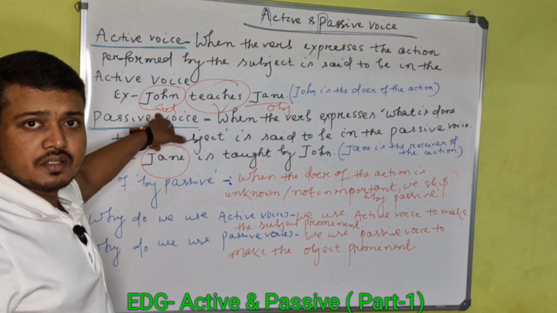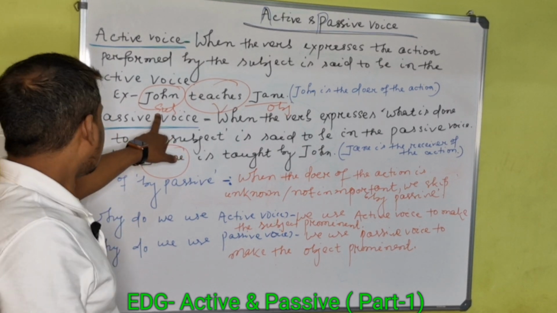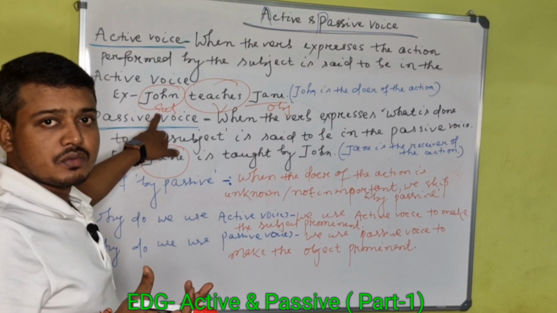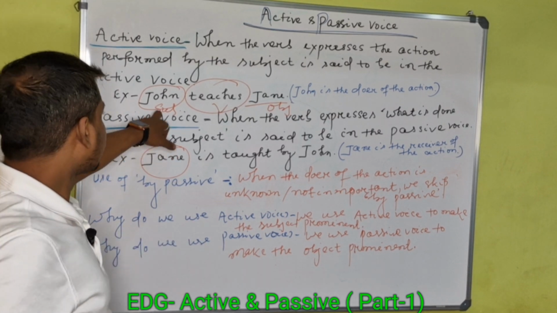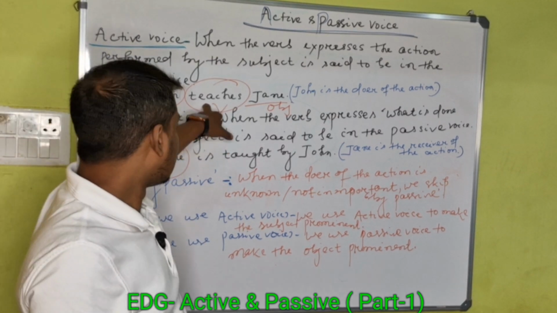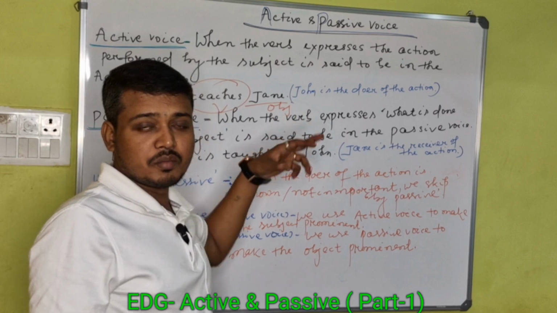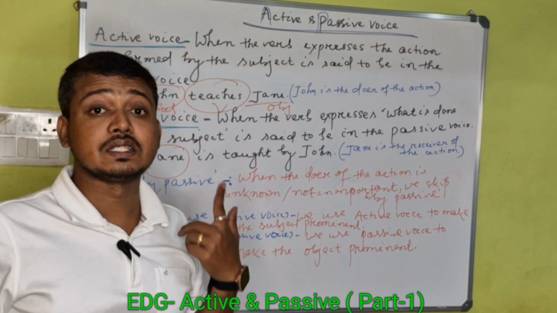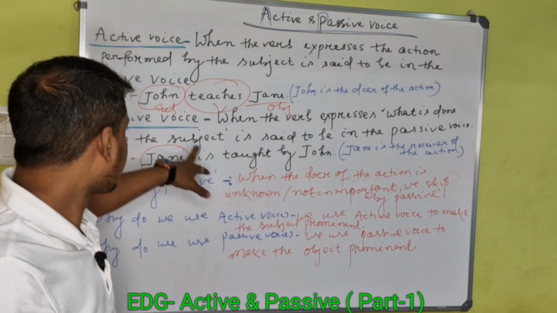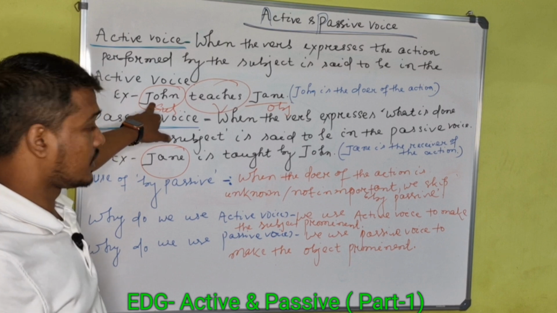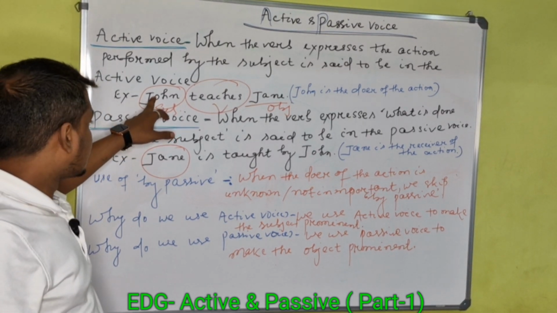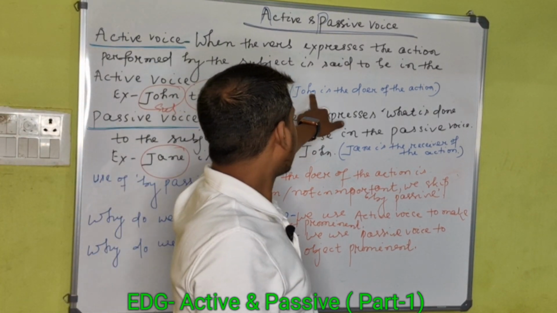This one is the subject. Subject is the person or thing we speak about, and this is the verb. This one is the object. Object refers to the noun or pronoun which receives the action performed by the subject. Here the doer is John. John is the doer of the action.